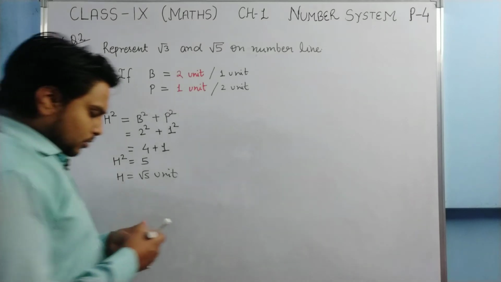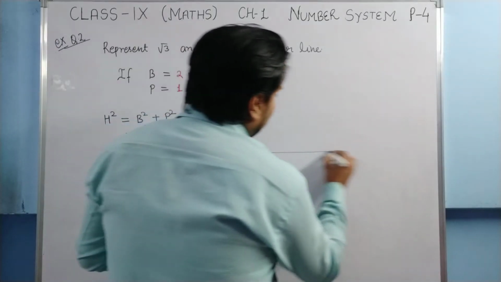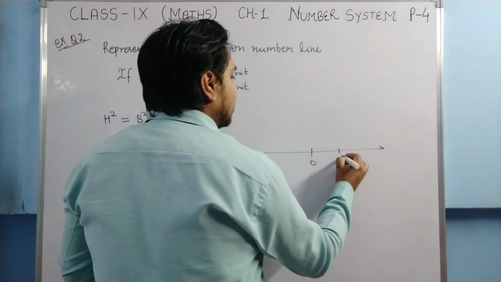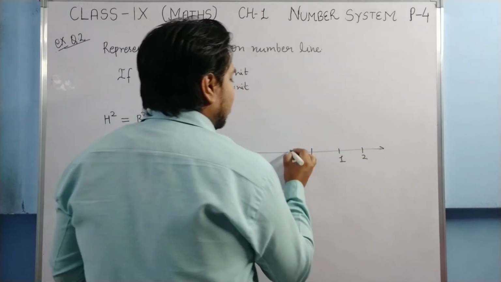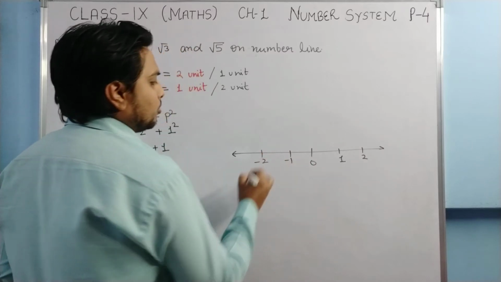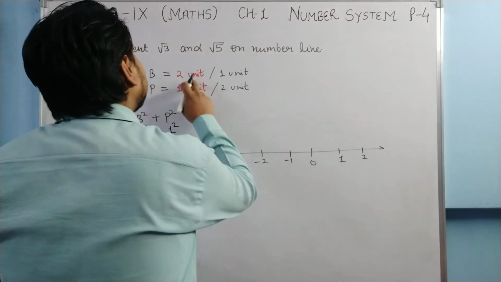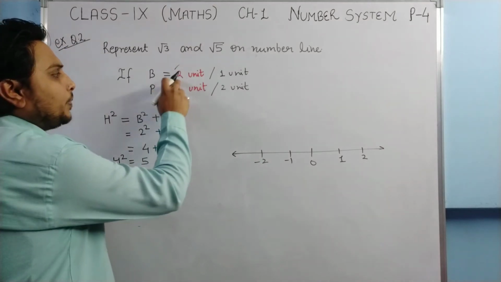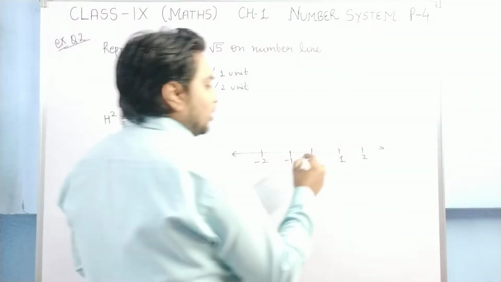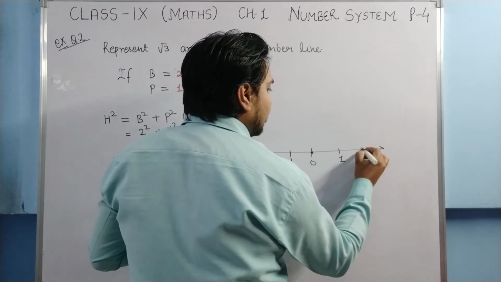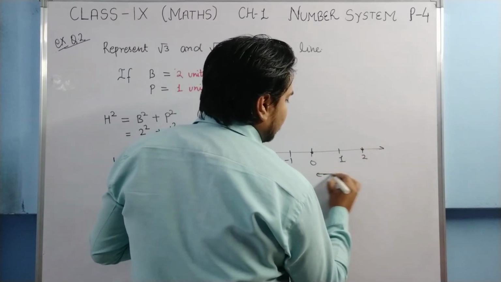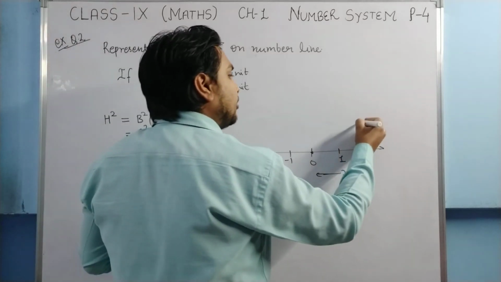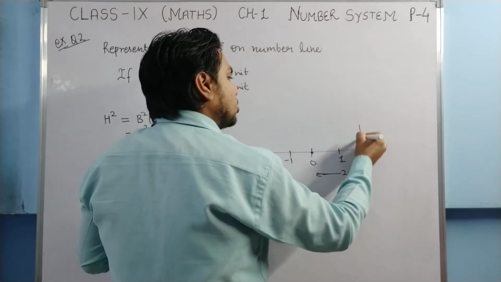So how will the representation of this be? Here it is 0, here it is 1, here it is 2, here it is minus 1, here it is minus 2. At base, suppose I am going to show according to this. If we take 2 units at base, so from here to here it is 2 units. And perpendicular only 1 unit is there. So suppose this is what?